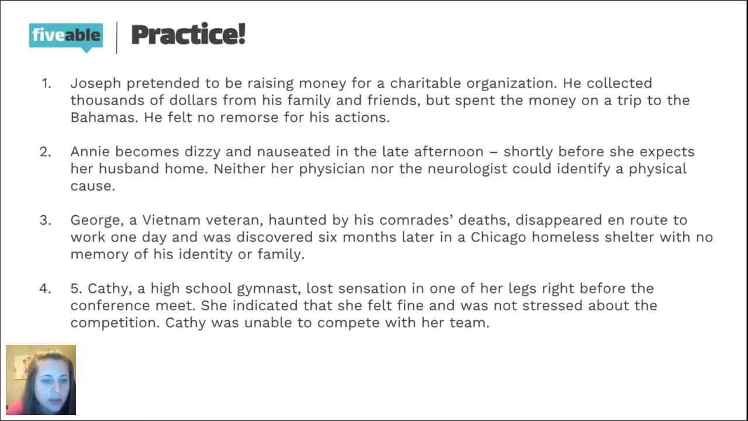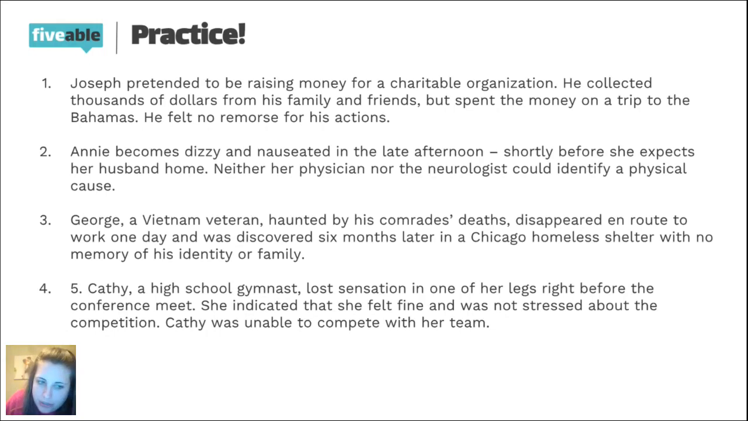Number 2. Annie becomes dizzy and nauseous in the late afternoon, shortly before she expects her husband home. Neither her physician nor the neurologist could identify a physical cause. What is Annie possibly suffering from?